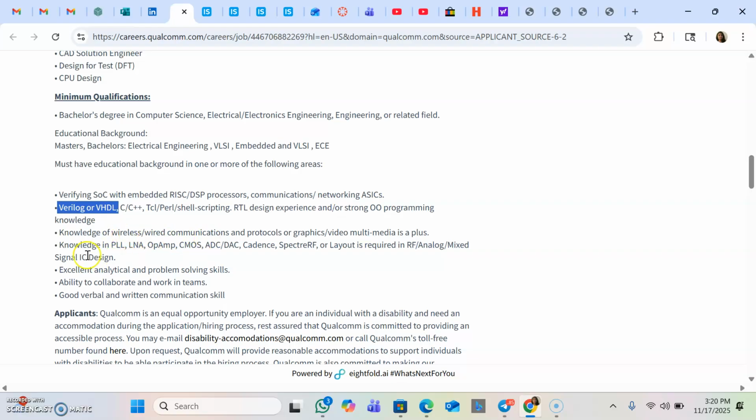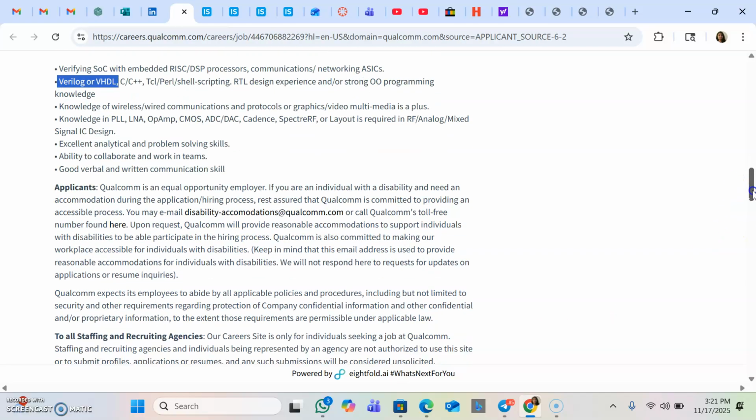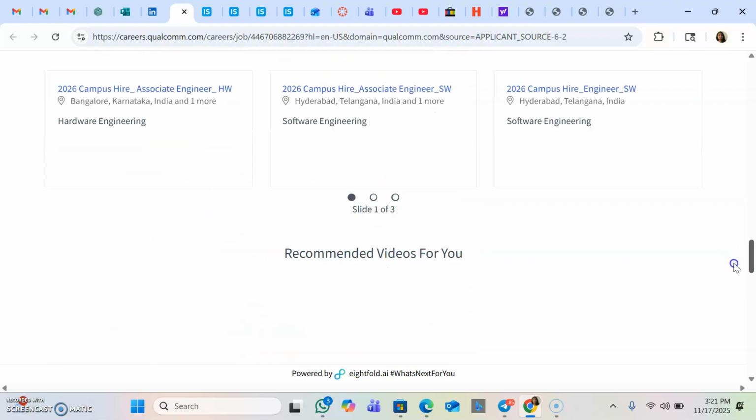Knowledge of wireless and wired communication, knowledge of PLL, LNA, OPAMP, CMOS, ADC, DAC. These are just basics. Excellent analytical problem solving skills, ability to collaborate with and work in teams, and good verbal and communication skills. Yes, so these are the requirements.